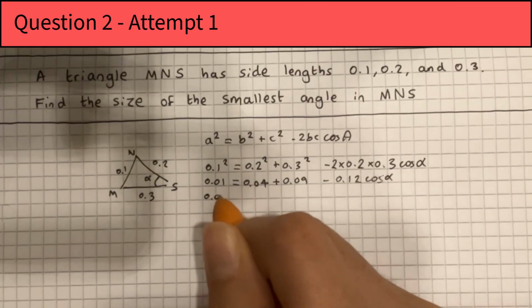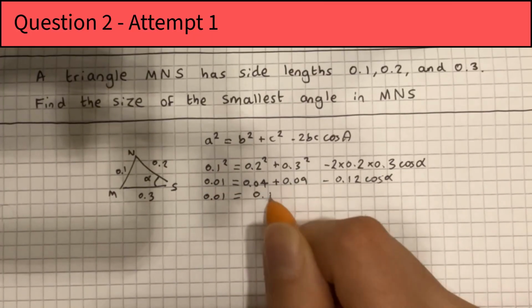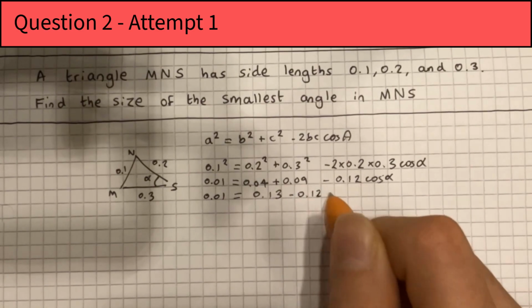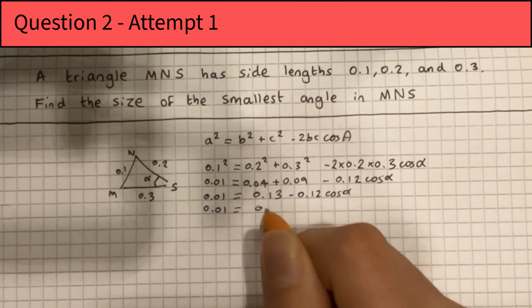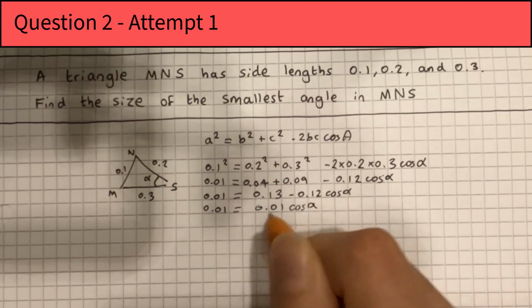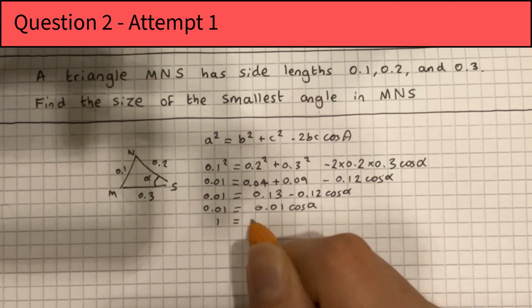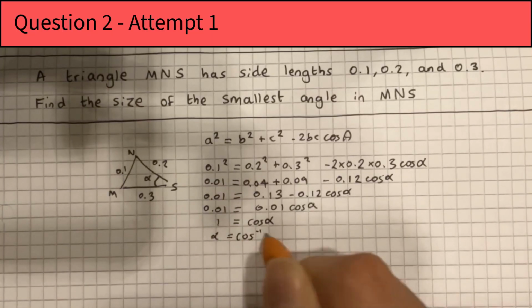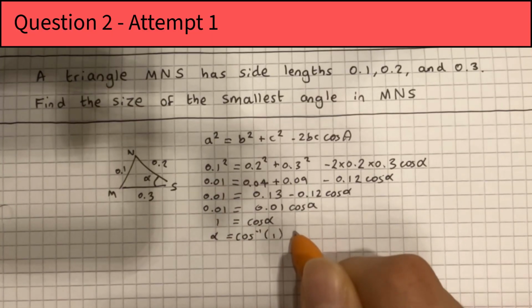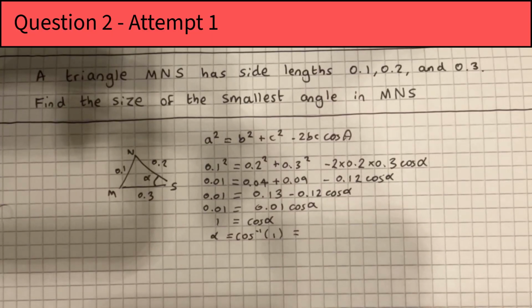And I'm going to try and simplify the decimals. So these two add together to get 0.13, and then minus 0.12, so that's going to be 0.01 on the right-hand side. And then I can divide by 0.11 to get 1 is equal to cos alpha. So alpha is going to be the inverse cos of 1, which should be 0 degrees.